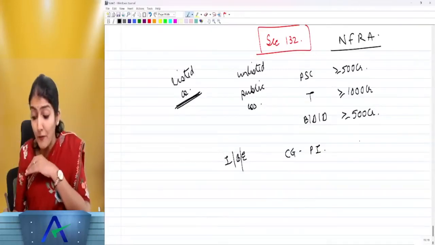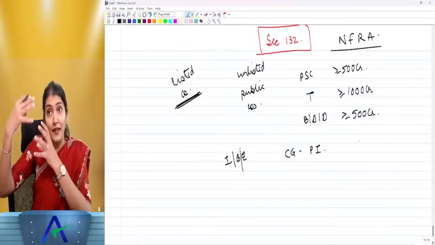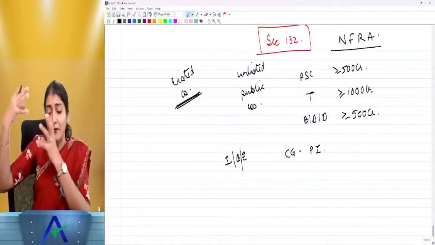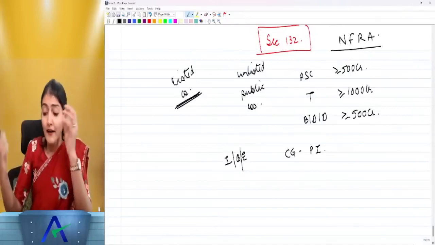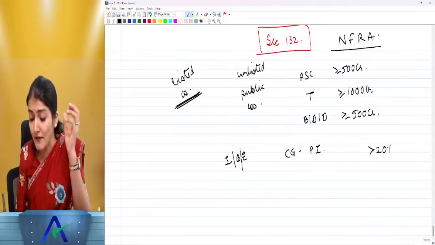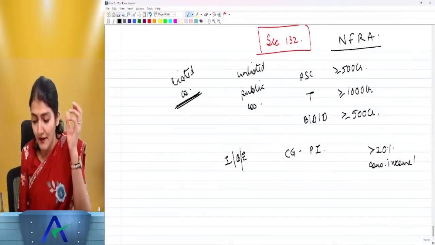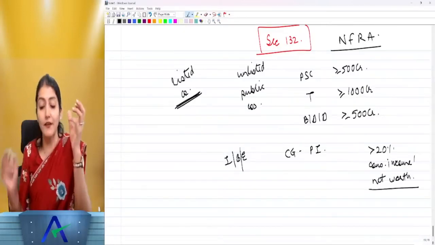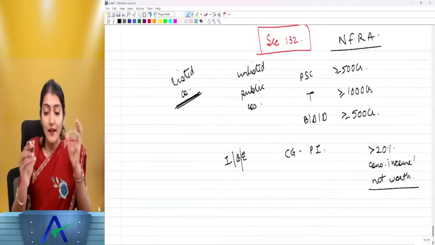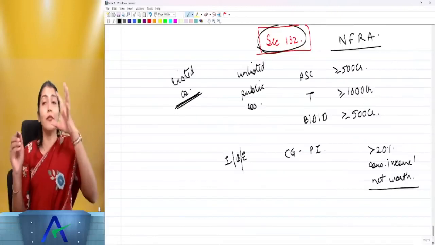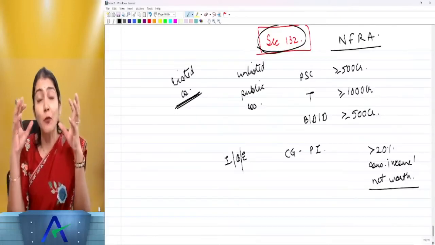And then apart from that, a subsidiary or associate of any body corporate which is a subsidiary or associate of A to D above, which contributes more than 20% of the consolidated income or the consolidated net worth. So these are the companies which come under the purview, the lens of the NFRA. And then what does it say over there?